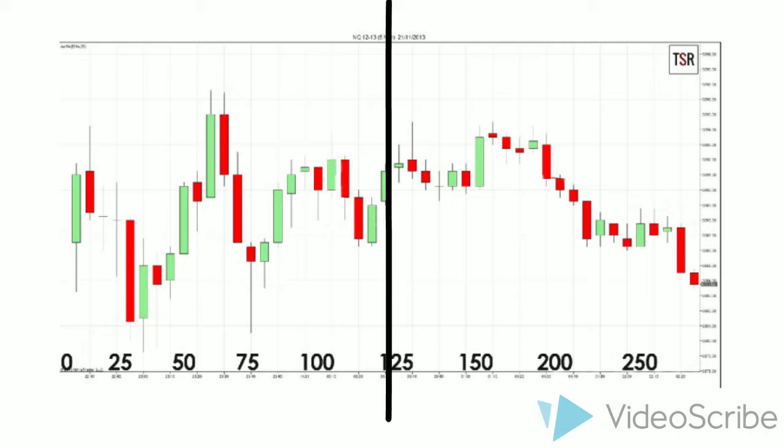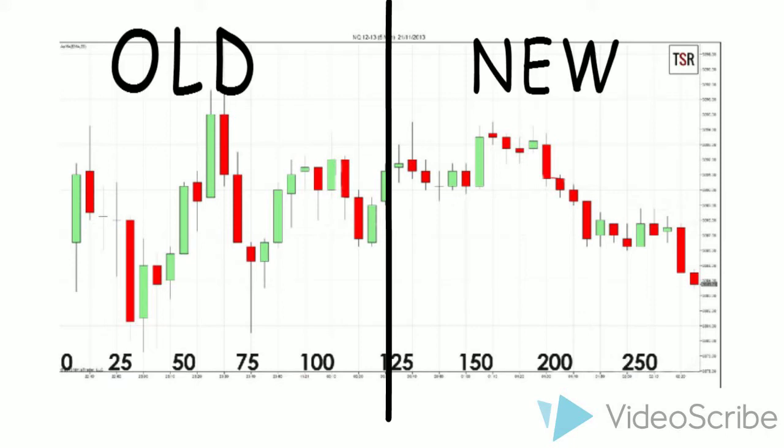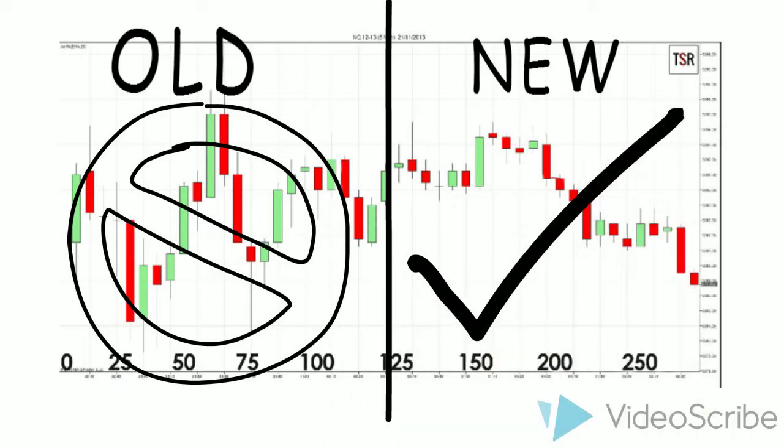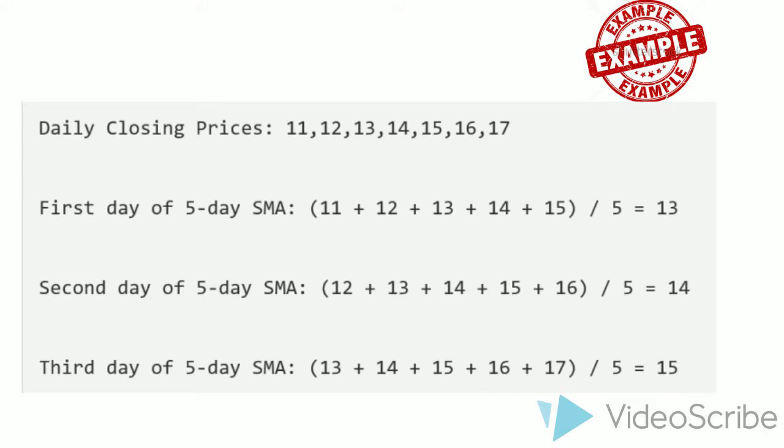As its name implies, a moving average is an average that moves. Old data is dropped as new data becomes available. This causes the average to move along the time scale. Below is an example of a 5-day moving average evolving over 3 days. The first day of the moving average simply covers the last 5 days.